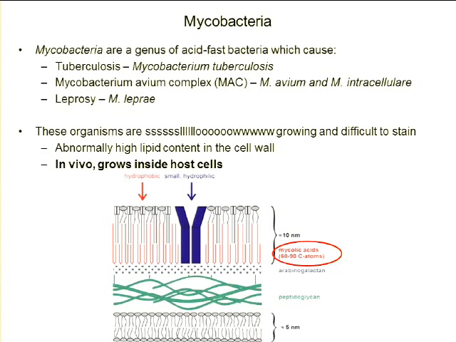of arabinogalactan, and then above that we see this thick layer of mycolic acid. This is really what distinguishes these organisms and why they're called mycobacteria. This thick layer of mycolic acids, these are about 60 to 90 carbon atom containing fatty acids. So very long chain mycolic acids. And this is really what distinguishes these organisms.